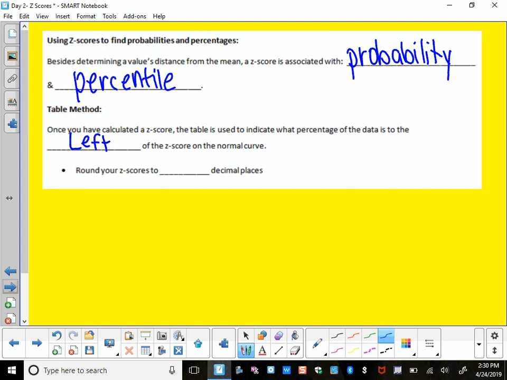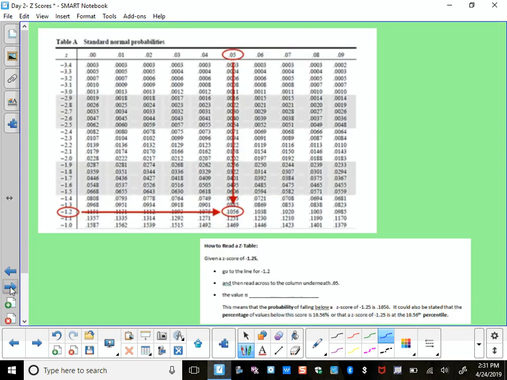And then you're going to round your z-scores to 2 decimal places. Okay, everyone grab your z-table. Your z-table is that blue sheet that I gave you. I know there's a lot of numbers, and the scary part is you can make one small mistake and not really focus on what you're doing and get the wrong numbers.